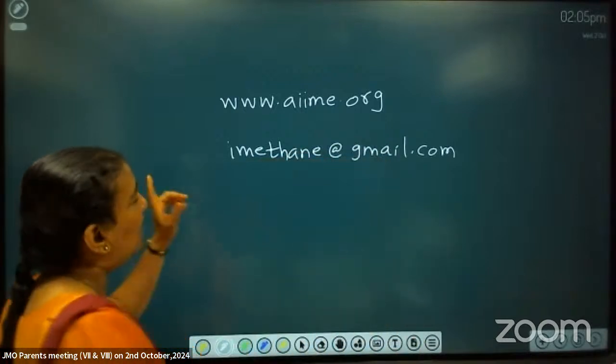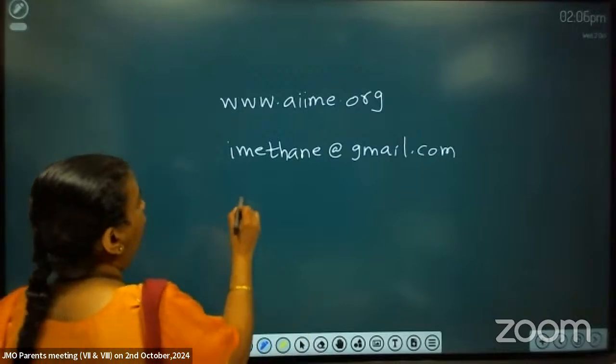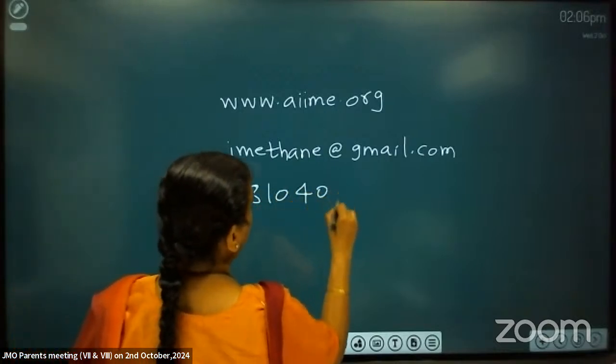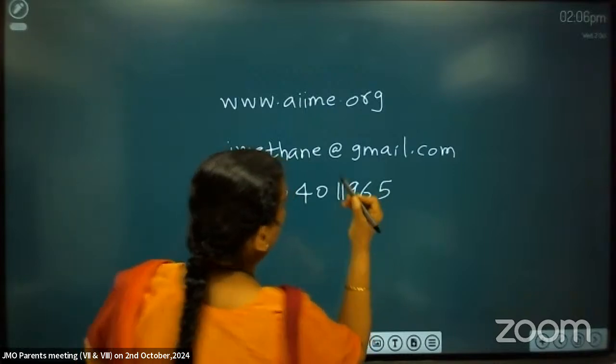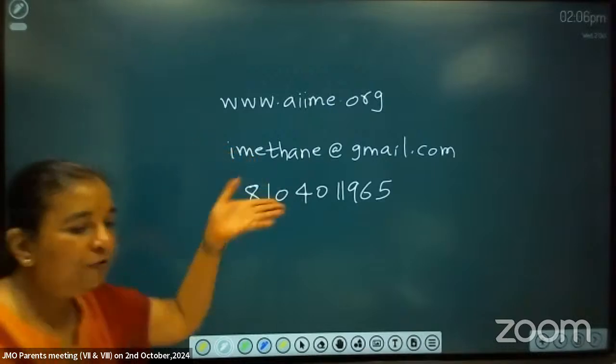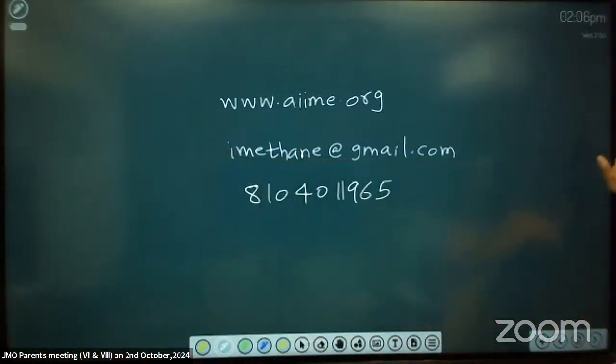If you have any doubts, you can write either to this email address or you can call the IME official number, 8104011965. These are the two ways of communicating with us. So for any doubts, you can do this.